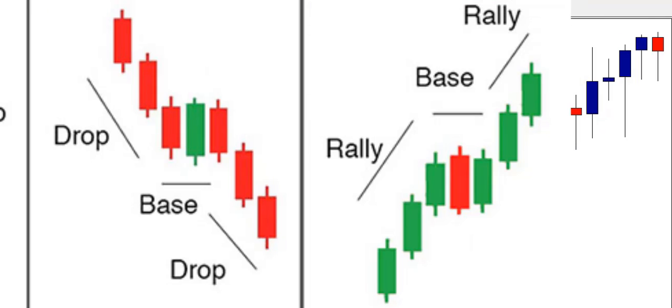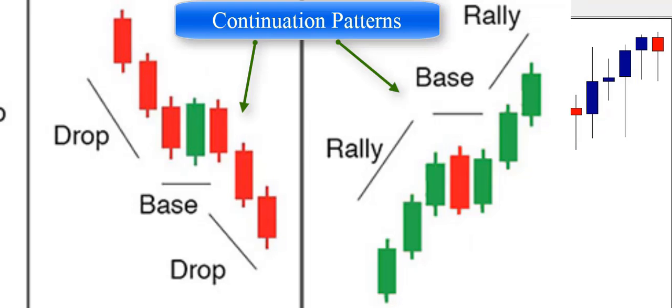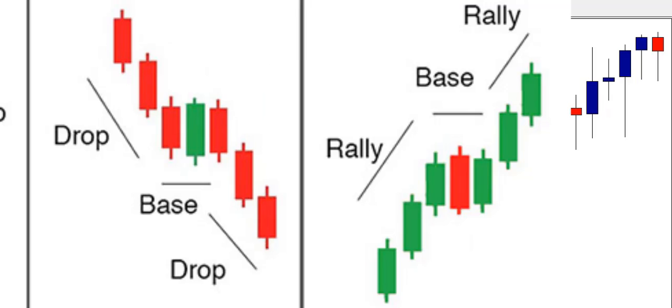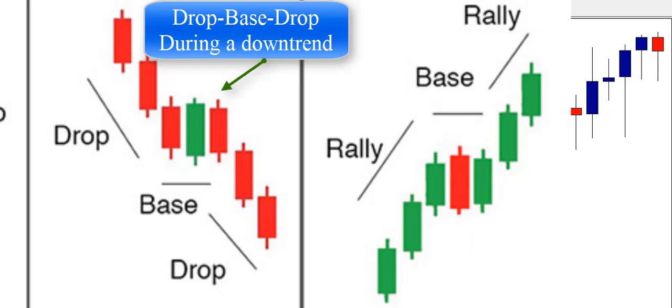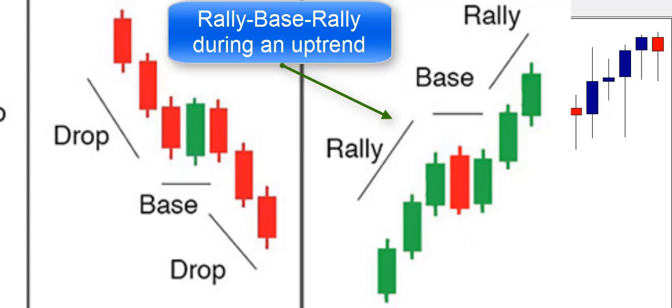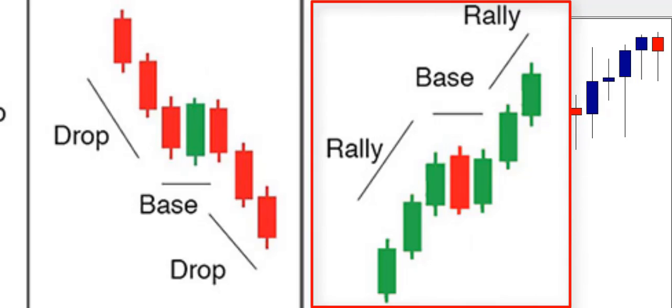These patterns are considered continuation patterns. Let me break it down for you guys. If a supply or demand zone forms during a trending move, then it's either a drop-based drop in case of a downtrend or a rally-based rally in case of an uptrend. So let's start with the first continuation pattern, which is the rally-based rally.